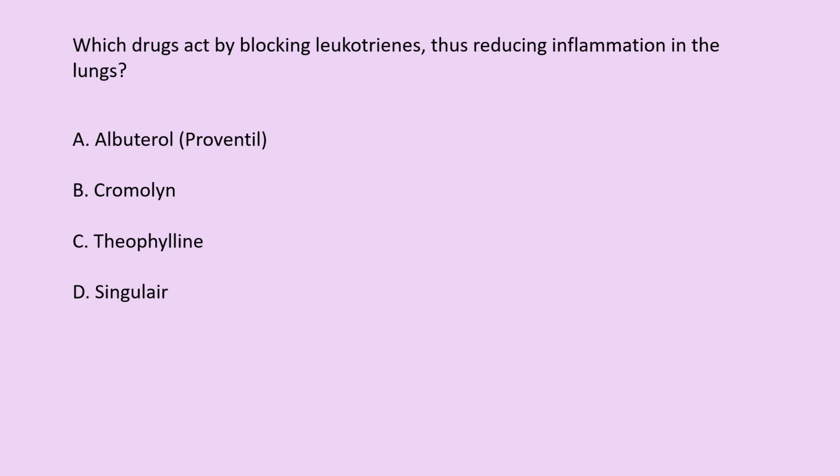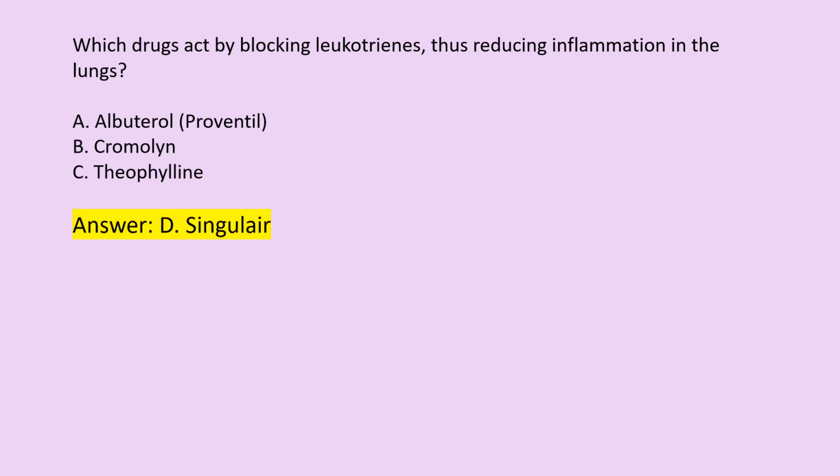Which drugs act by blocking leukotrienes, thus reducing inflammation in the lungs? A. Albuterol, Proventil. B. Cromolyn. C. Theophylline. D. Singulair. Answer: D. Singulair.